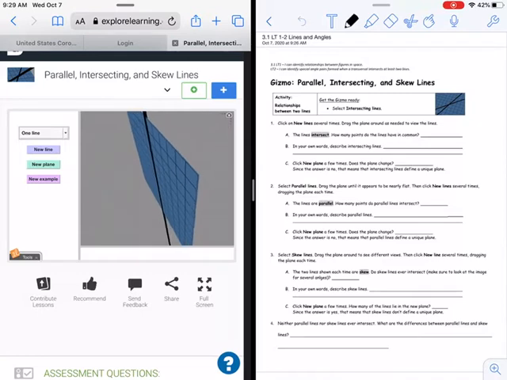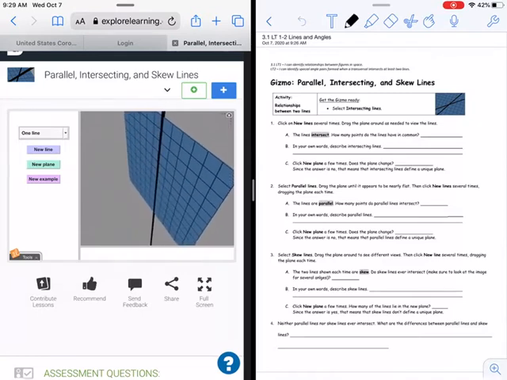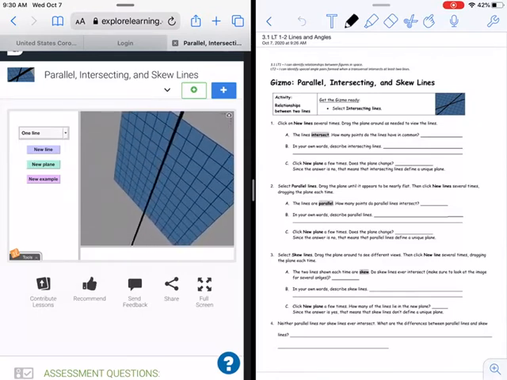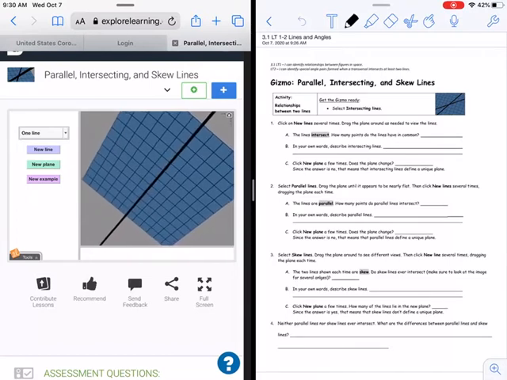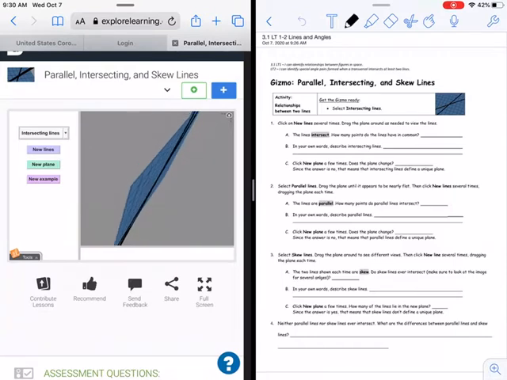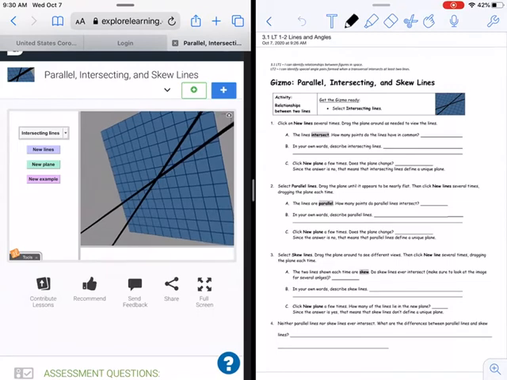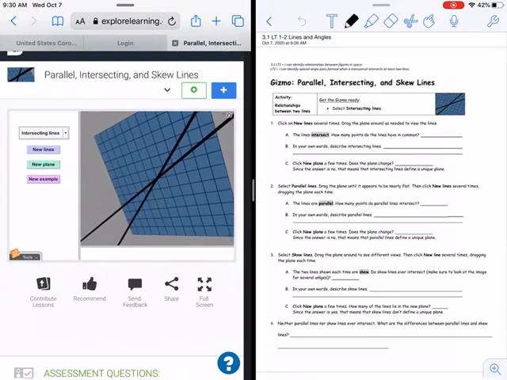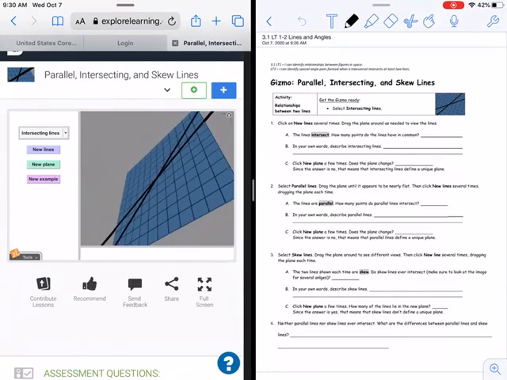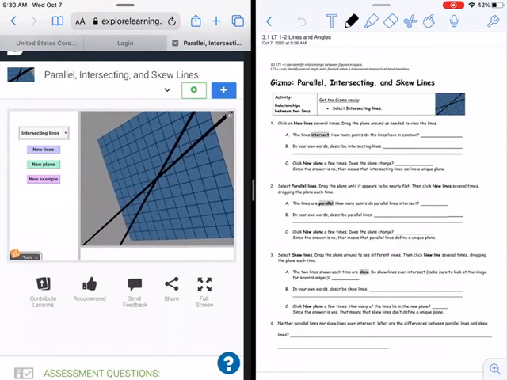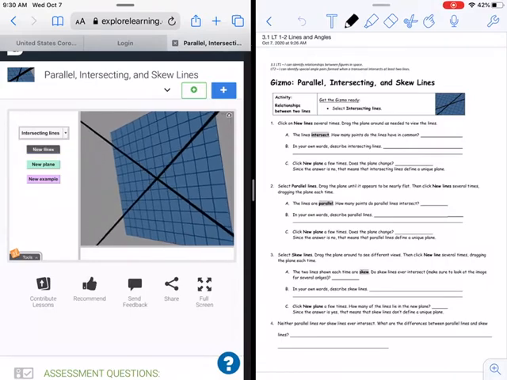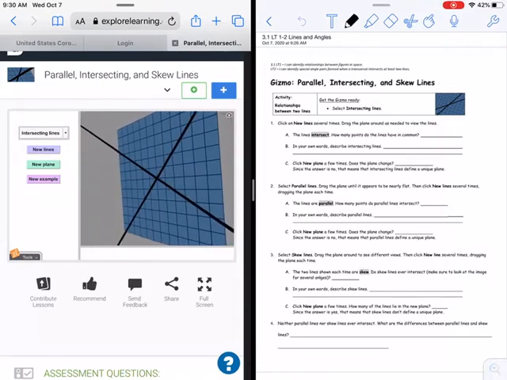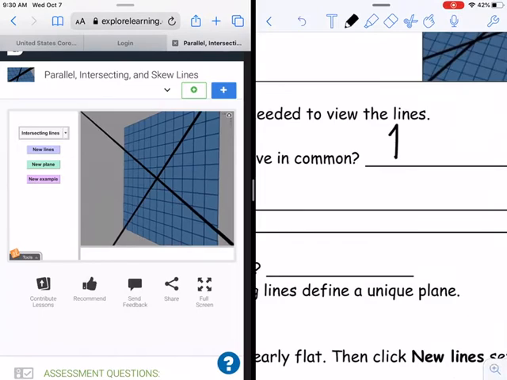You guys can log in and do this front page by yourself if you would like, or you can just listen to my beautiful voice take you through this nice and interesting stuff. So we're going to click intersecting lines. Let's view it. They're intersecting, that means they just cross, they intersect at one point. New lines. How many points do the lines have in common? We already said it, 1.